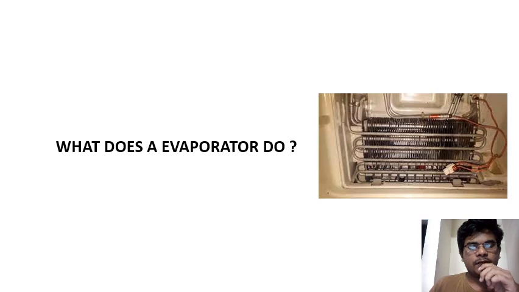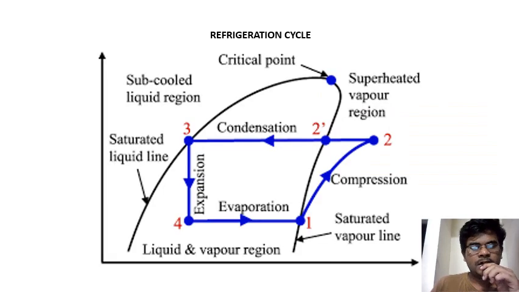So let's see how these four components work in a refrigeration cycle. This is a refrigeration cycle. The 4 to 1 process takes place in the evaporator. The 1 to 2 process takes place in the compressor. 2 to 3 takes place in the condenser. 3 to 4 takes place in the expansion valve. Let's begin with the compressor. The fluid at 1, the vapor at 1, is a low pressure vapor. When it is passed through the compressor, the pressure increases and we get a high pressure vapor at the outlet of the compressor.